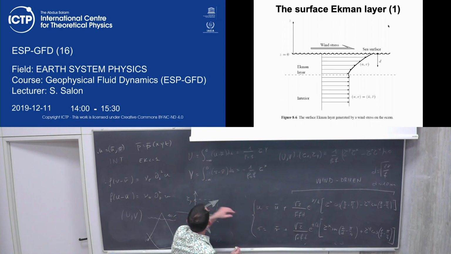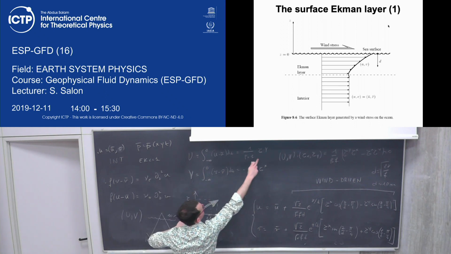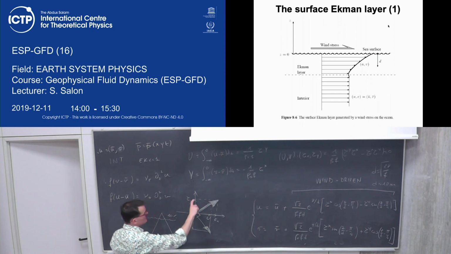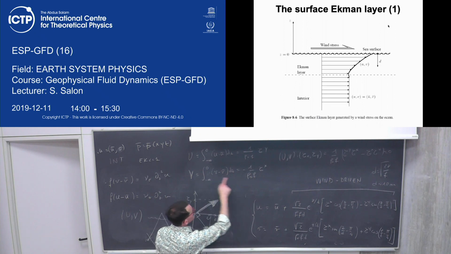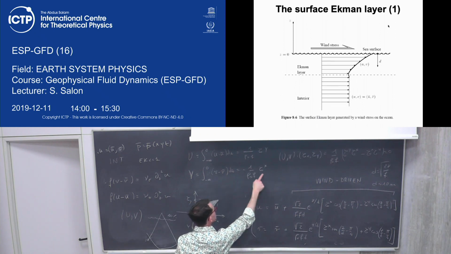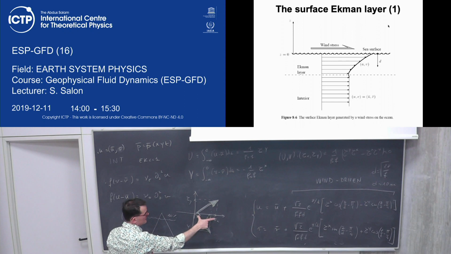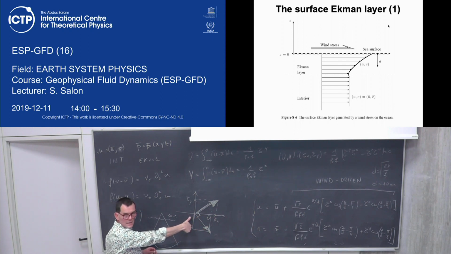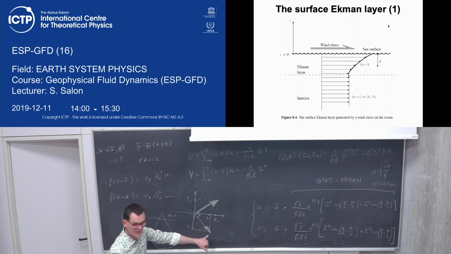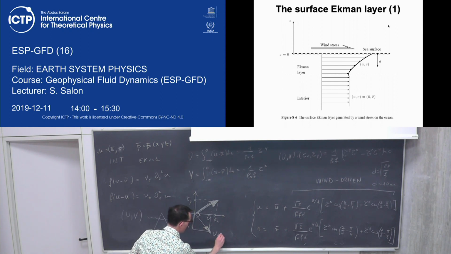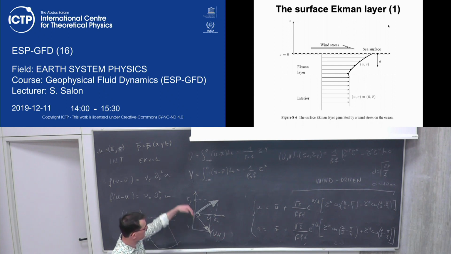Still, in any case, u will be like tau y. So the same value of tau y that here is positive, we will have in u, okay? And v is proportional to minus tau x. So if this is tau x, we can consider this as v. So if this is u and this is v, we obtain that the vector transport u and v is 90 degrees with respect to the wind stress.